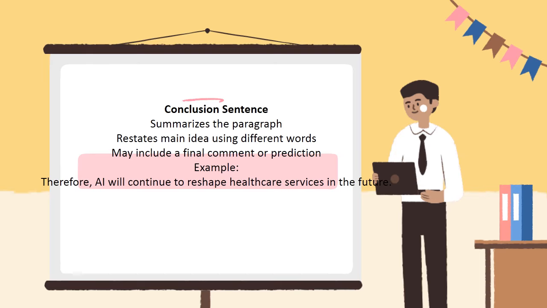The concluding sentence summarizes the paragraph. It restates the main idea using different words. It may include a final comment or prediction. For example, therefore, AI will continue to reshape healthcare services in the future.